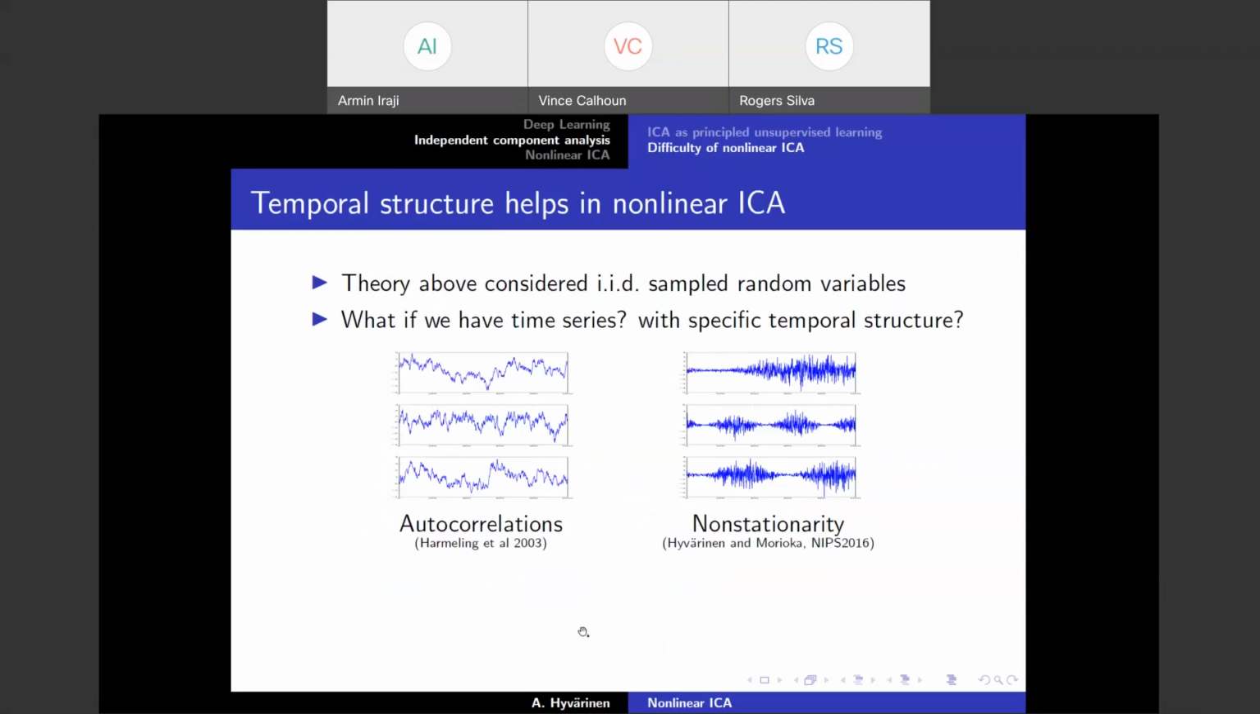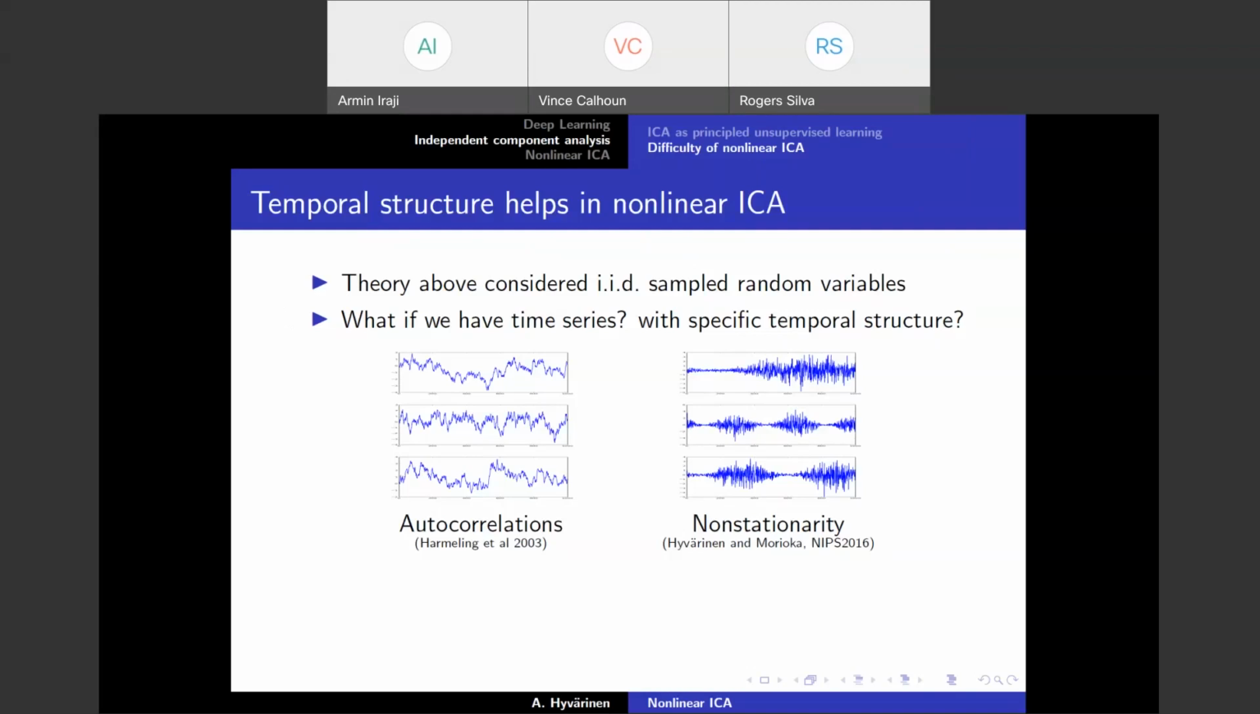But the situation is not hopeless, because in fact, the theory above, the theory by Darbois, the theory of non-identifiability, only considered random variables which are IID samples. So basically, there is no temporal structure or any spatial structure between the observations of X. It's a bit like observing data from different subjects where there is basically no dependence.